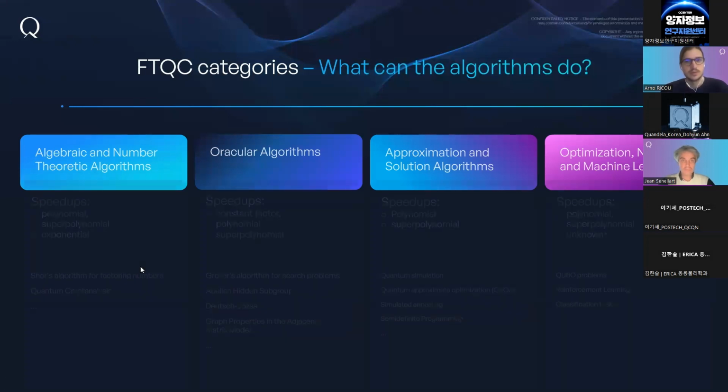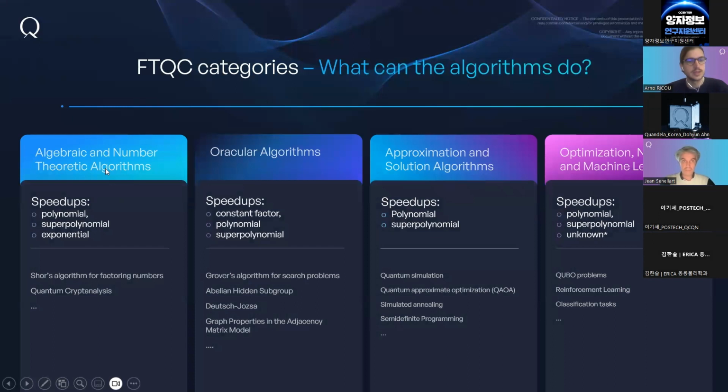For algebraic and number theoretic algorithms, we get speedups from polynomial to exponential, for Shor's algorithm for instance, which is useful for quantum cryptanalysis. In oracular algorithms, we have speedups varying from a constant factor, which in some cases is enough for some practical use cases to get an advantage, to super polynomial, like Grover's algorithm.